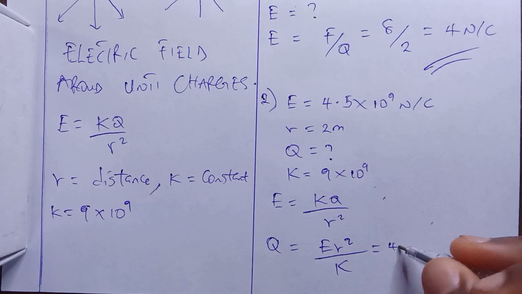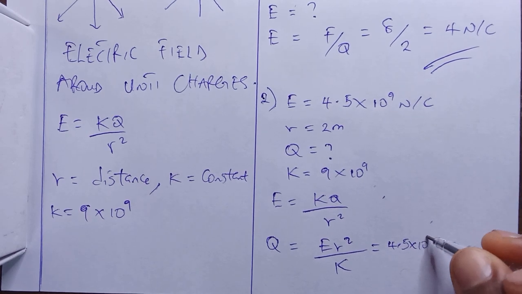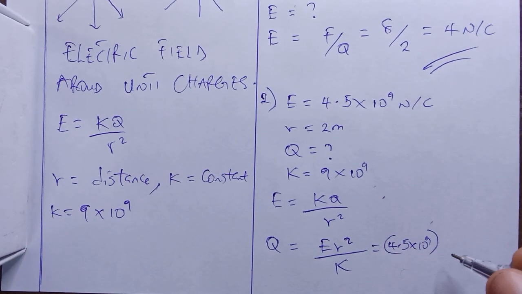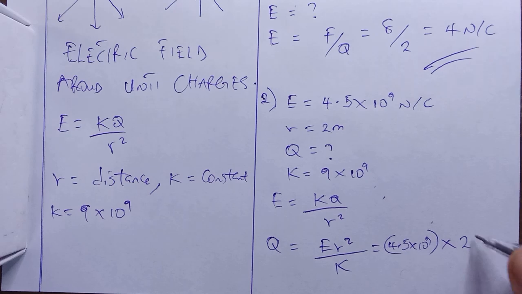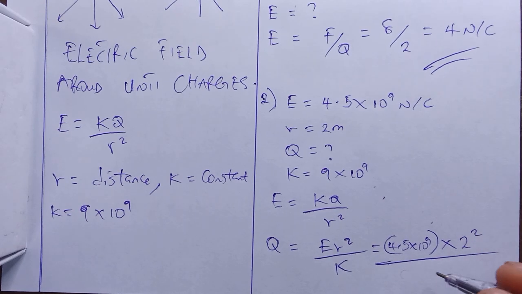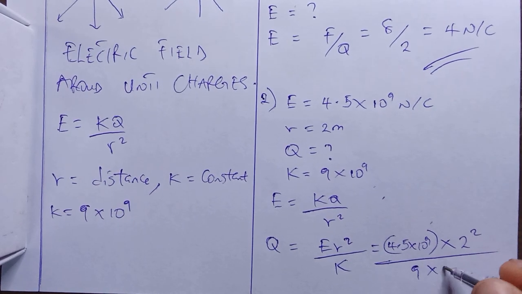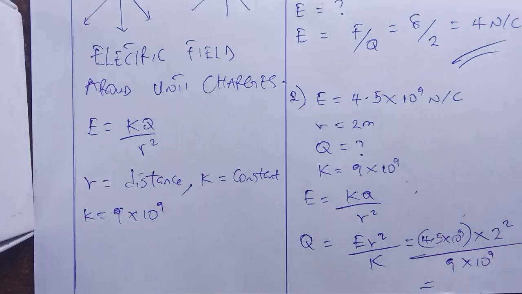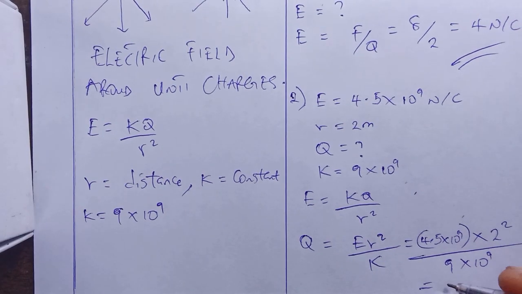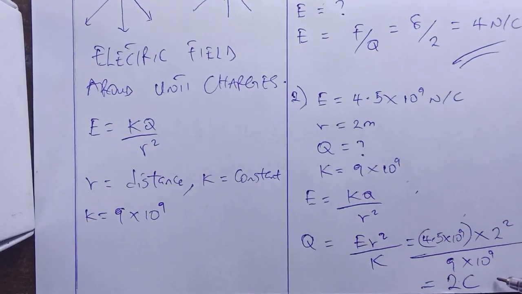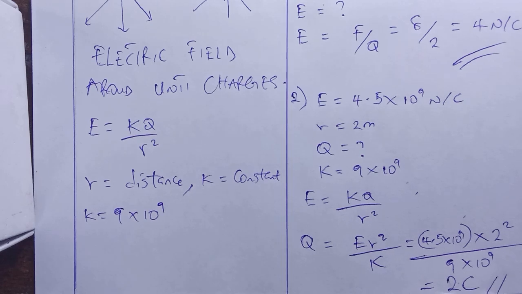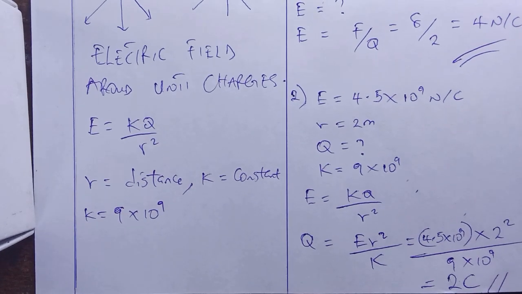E is what? 4.5 times 10 raised to power 9, times R is what? 2 square, all over K, which is 9 times 10 raised to power 9. So if you punch that in, your final answer will give you 2 coulomb, because the unit for charge is coulomb. So this is how you tackle all problems on electric field intensity.